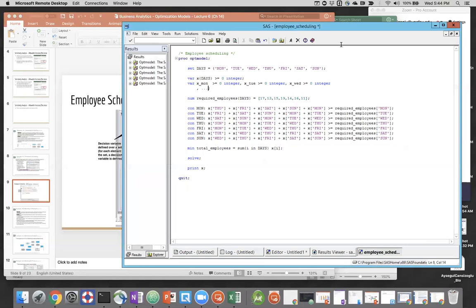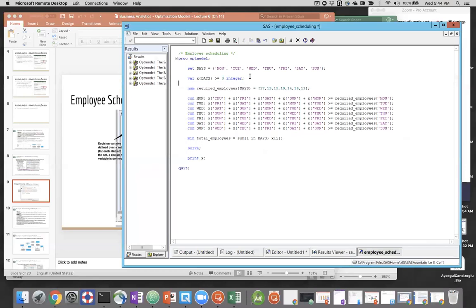But instead, what I can do is define a set, and then define X inside curly brackets, which says days. Then we can just one time say greater than or equal to 0 and integer, and this is going to be applied to all of the decision variables. So this is a nice thing about sets, and we will see uses of sets for other things as well, like the constraints. In the second and third lines, you are going to see how to use it with the numbers too.